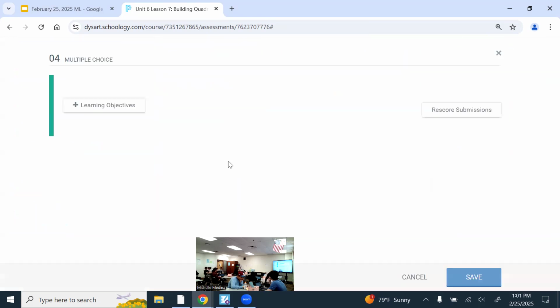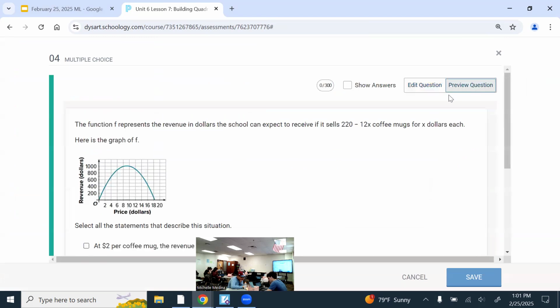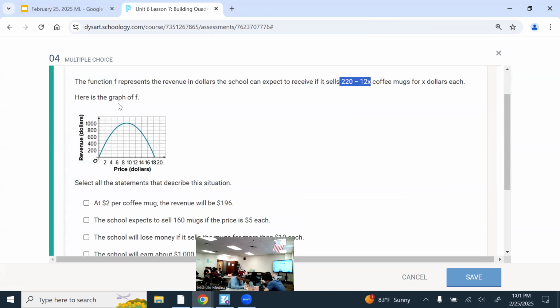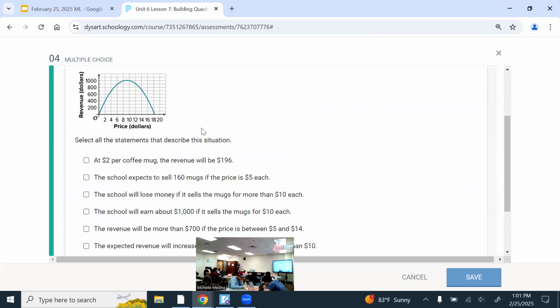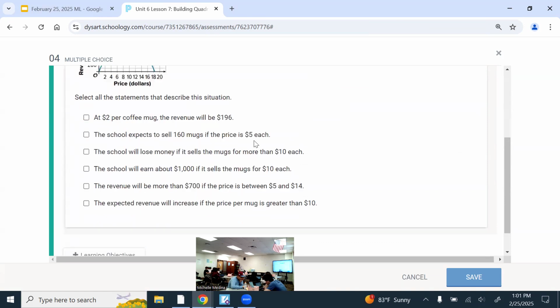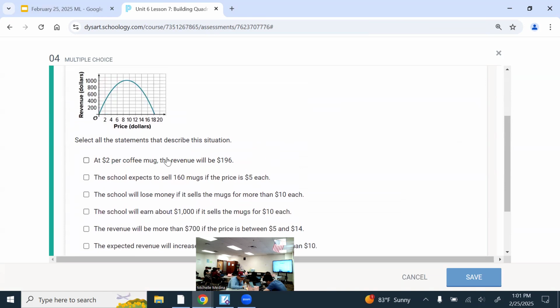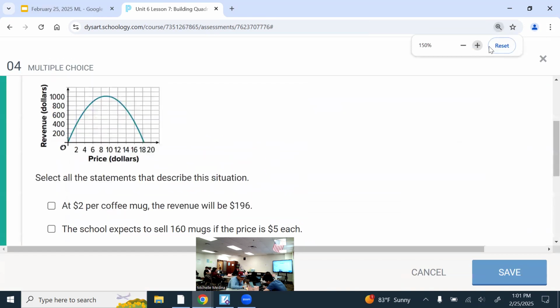Number 4 on this one? Okay. So function f represents the revenue in dollars that the school can expect to receive if it sells this many coffee mugs for x dollars. Here's a graph. Select all the statements that describe the situation. So at $2 per coffee mug, the revenue will be $196. I'm going to have to zoom in on this. Does that y value where the x is 2 look like 196? So don't pick that one.